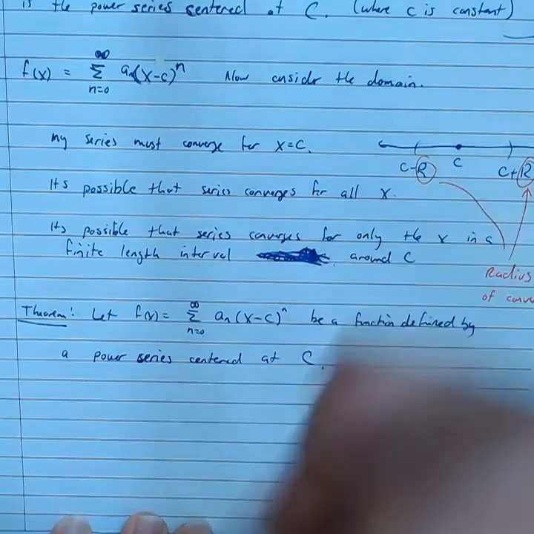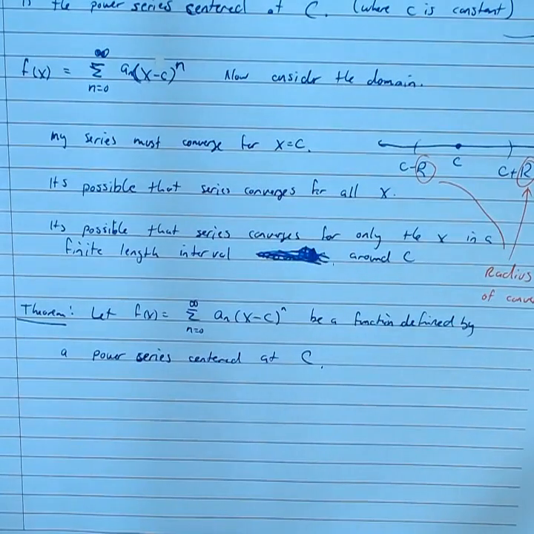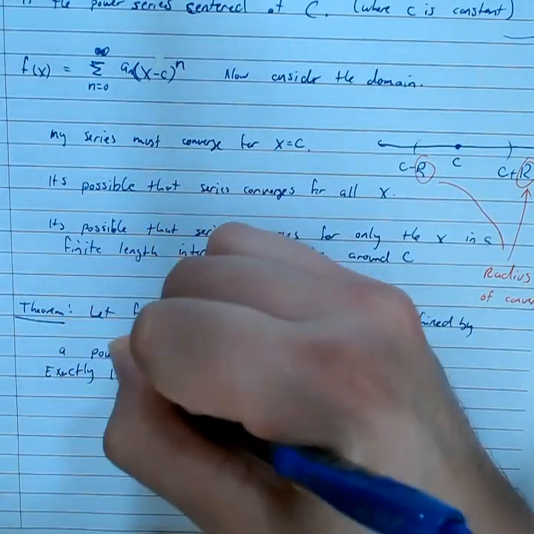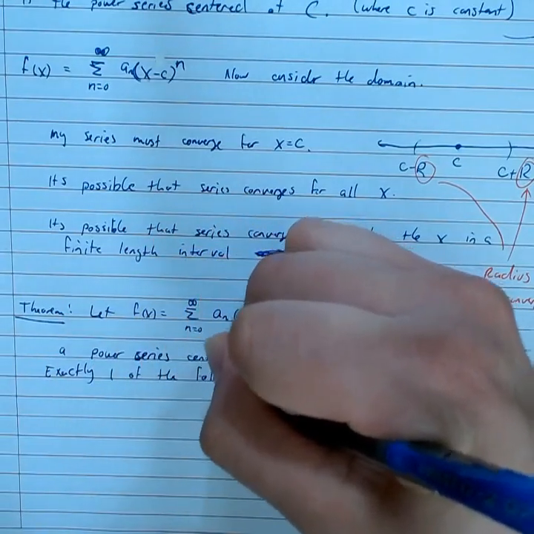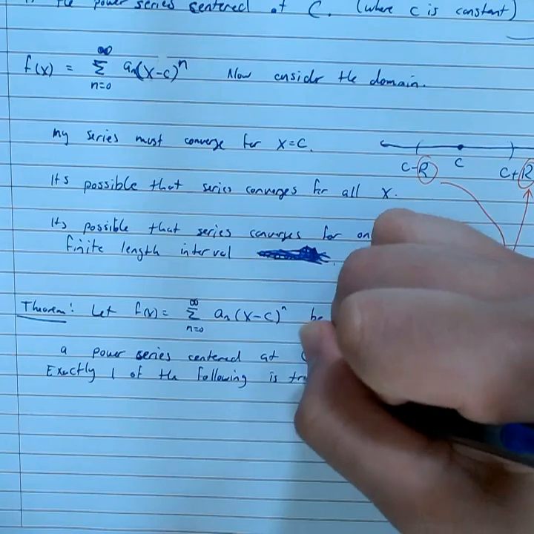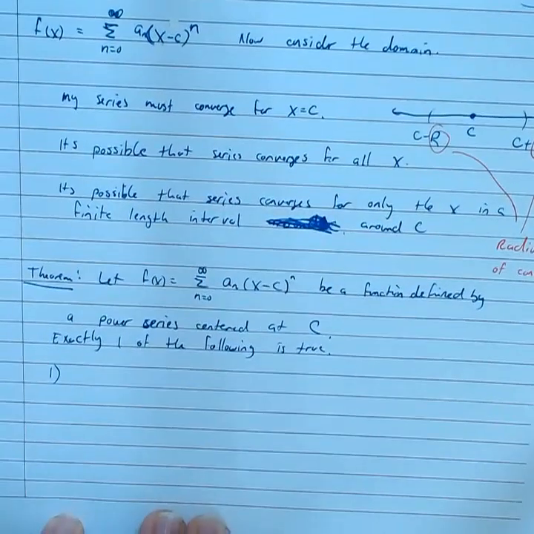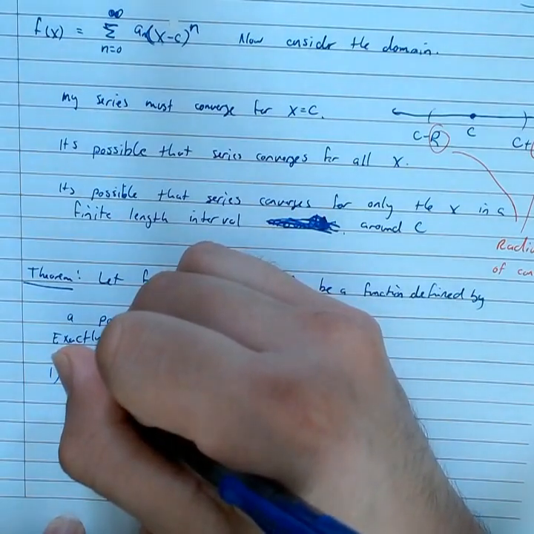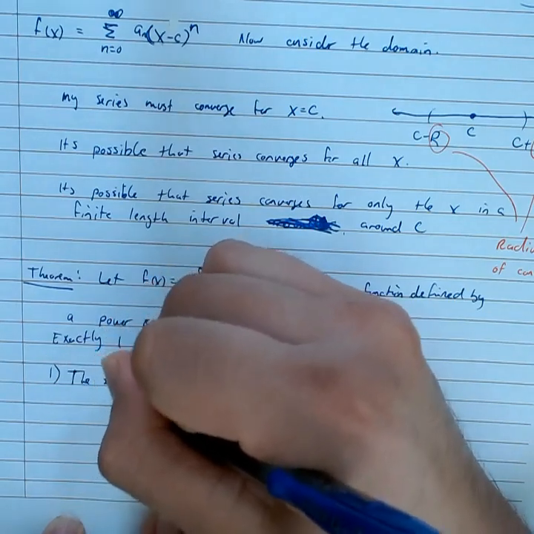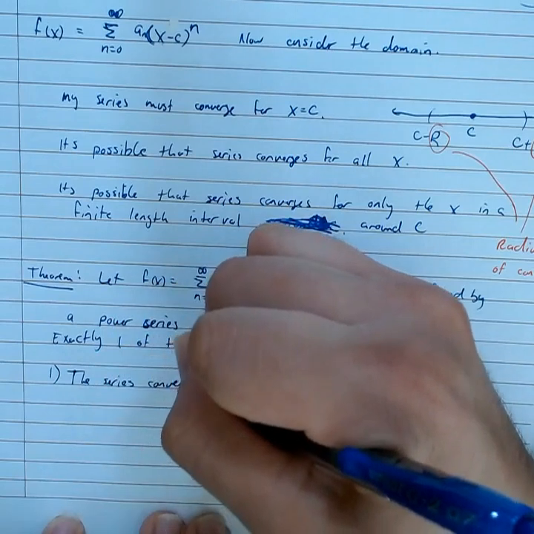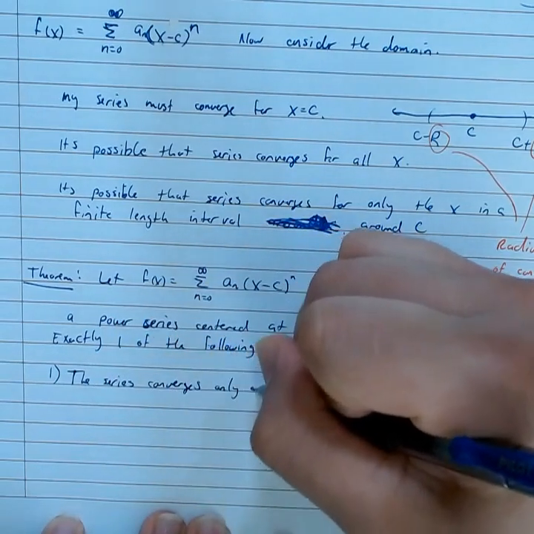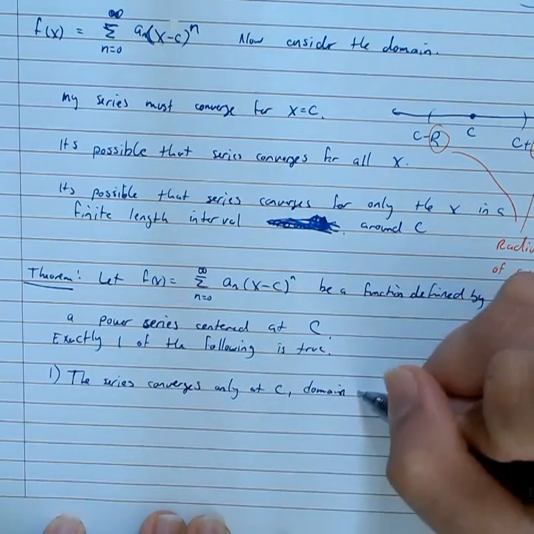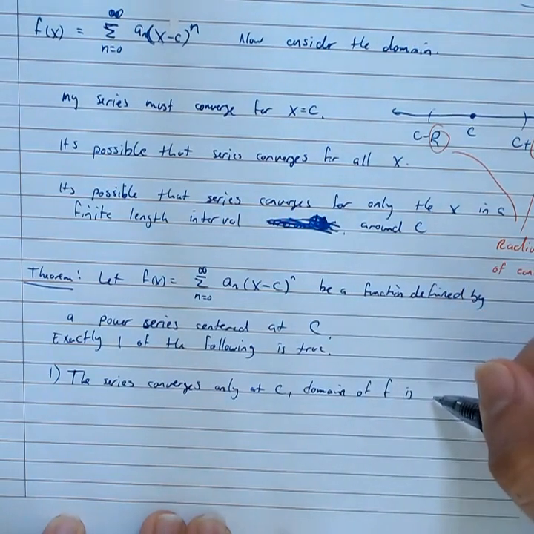Centered at C. Okay? If that's the case, exactly one of these is true. Exactly one of the following is true. Either your function is convergent only at C, meaning the domain of the function is exactly C.